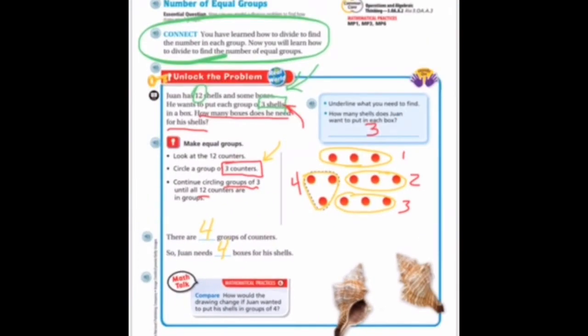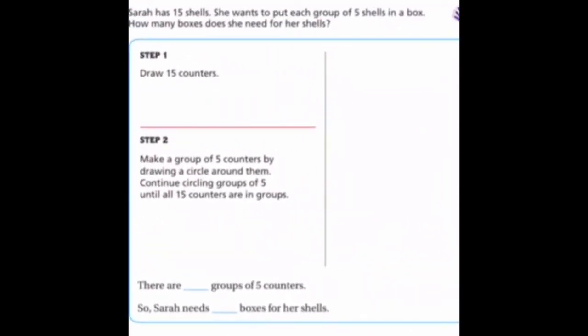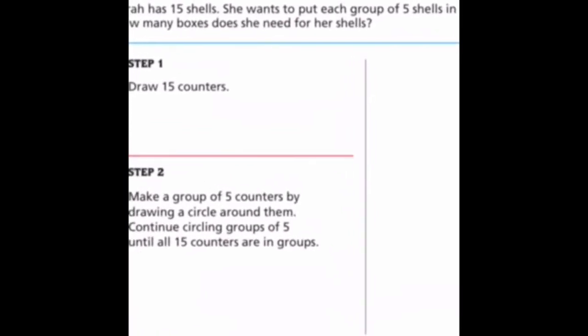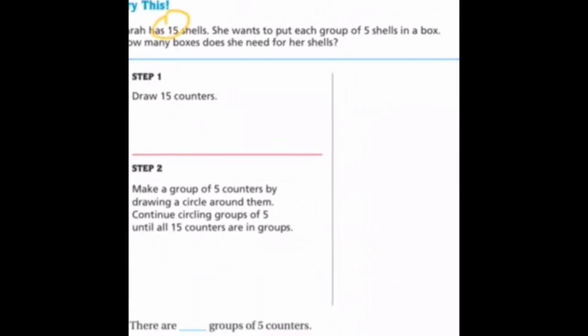Alright, let's look at our next page. There it is. Try this, and like always, if you're feeling comfortable, you can pause the video, do the work on your own, and then when you're done with the work, resume the video. That's important to check the work and make sure you're accurate. Okay? Here we go. Let's follow along as I read this little section right here. It says, Sarah has 15 shells. She wants to put each group of 5 shells in a box. So 5 shells in each box. How many boxes does she need for her shells?